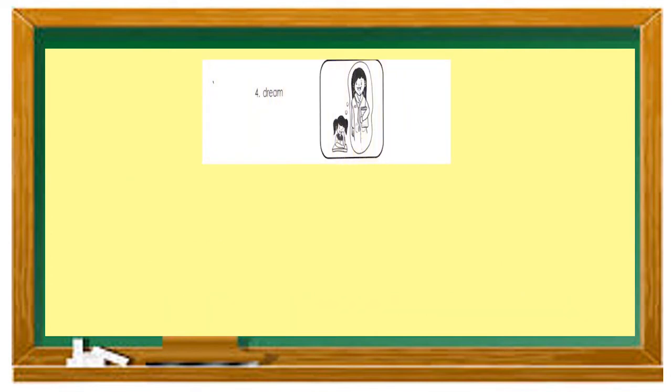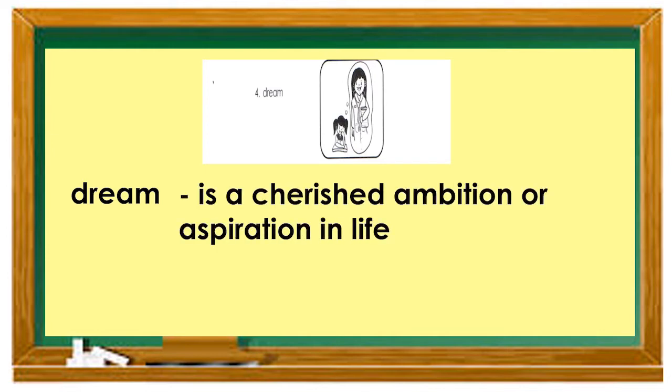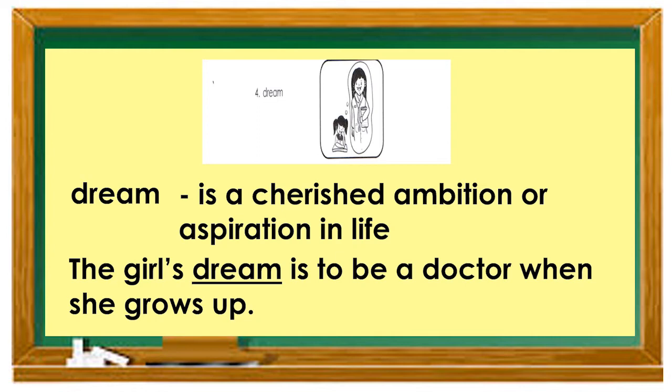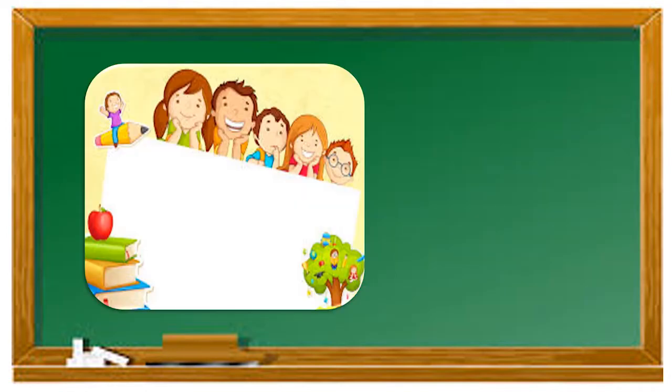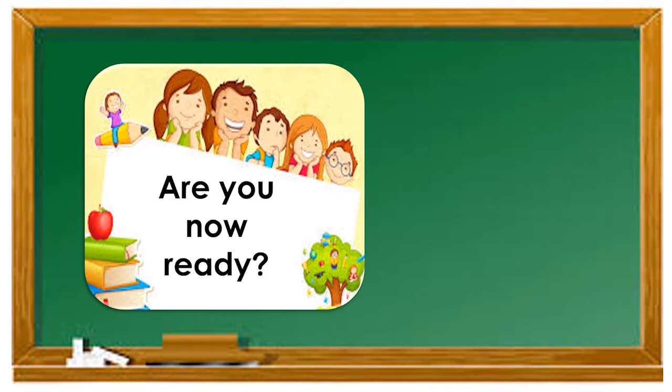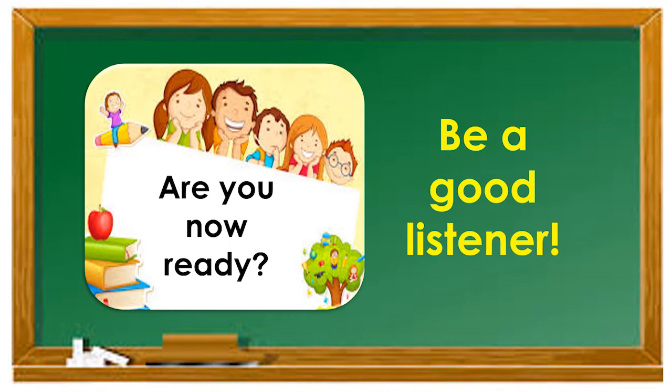The fourth word is dream. A dream is a cherished ambition or aspiration in life. In the picture, the girl's dream is to be a doctor when she grows up. We are done finding the meaning of these words. Are you now ready to listen and read? Very good. As I said, be a good listener. Here's the poem.